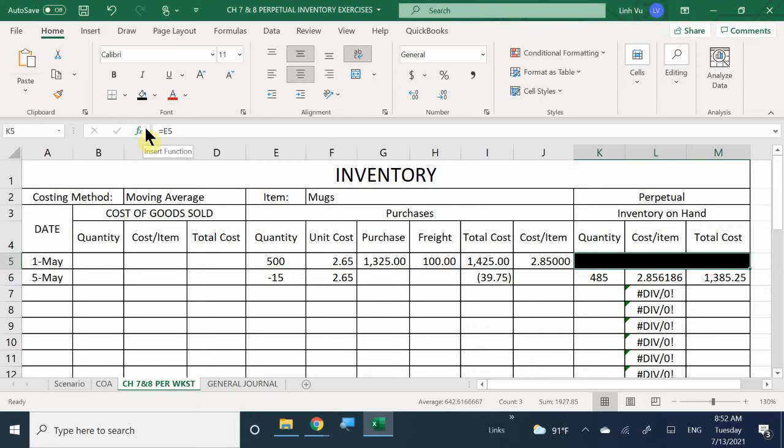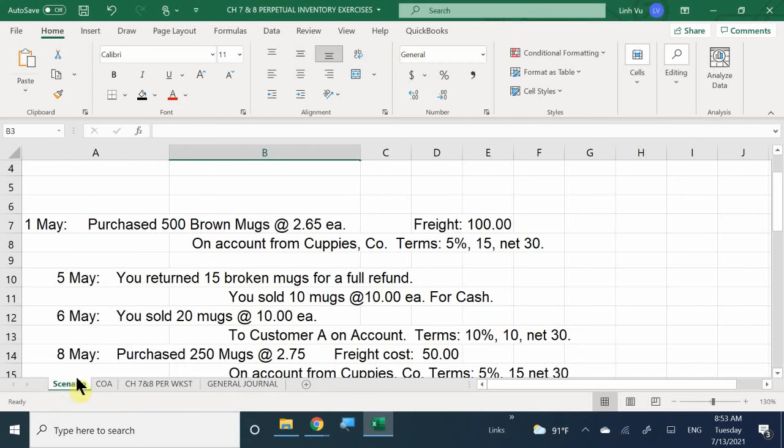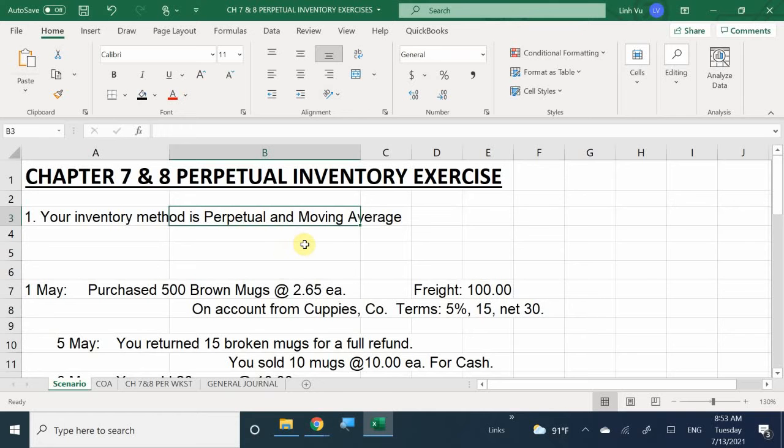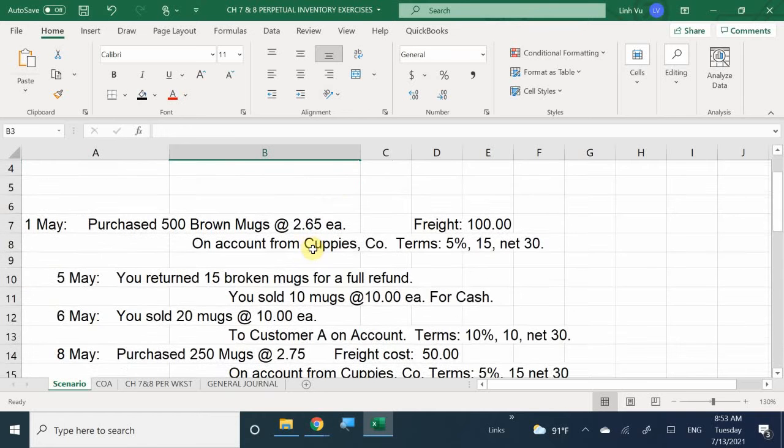Okay, so there we go. We have 485 mugs left, costing a grand total of $1,385.25, which means each mug is going to cost me $2.856186. Good. And we already filled in our journal. Now let's see what happened next. Let's see, in the scenario, did I mention anything about sales tax? No, I didn't, but you can go ahead and plug it in here.